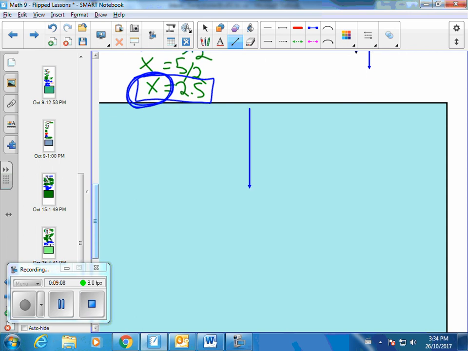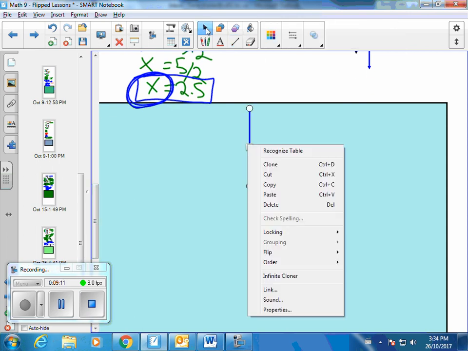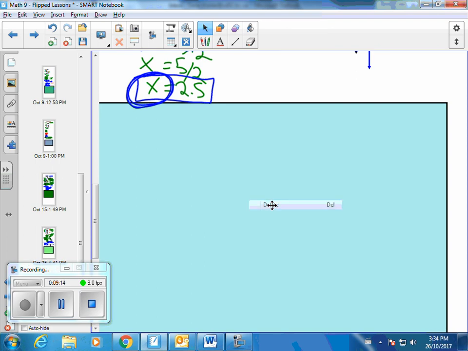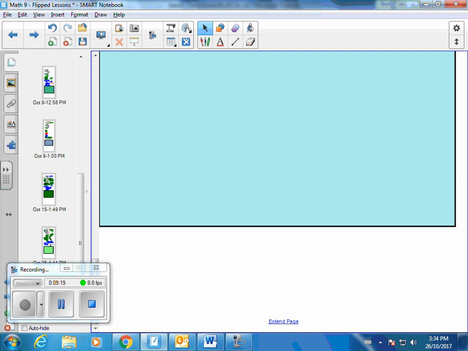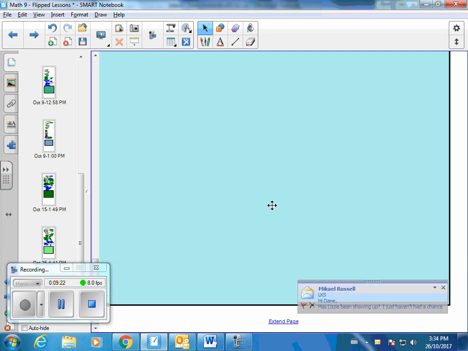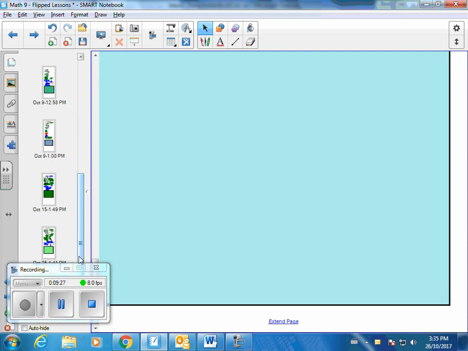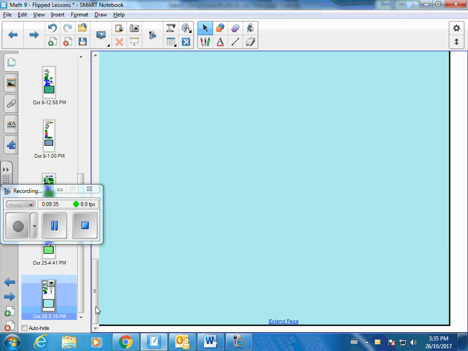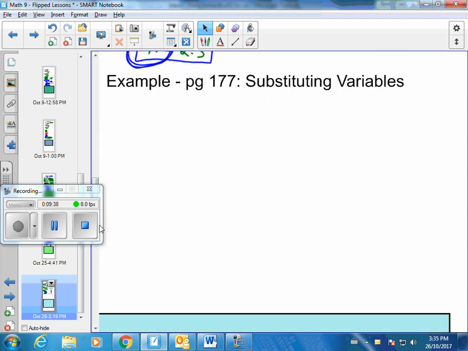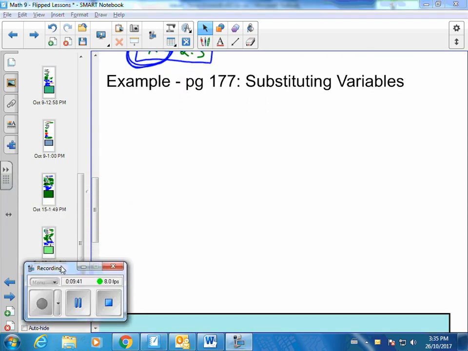Now, let's go ahead and look at the slightly more complicated version of the same thing, where I have to get used to substituting variables and manipulating that equation. Page 177, we're going to be substituting variables and manipulating the equation. So let's take a look at it.